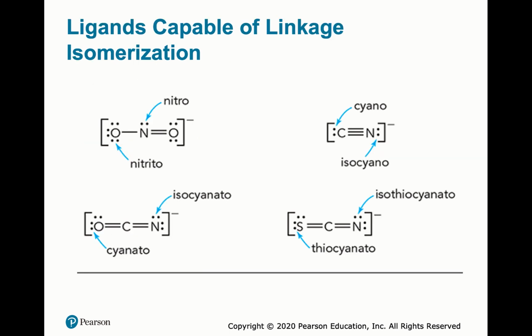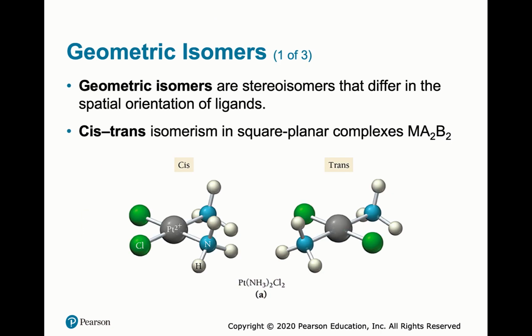So different connectivity. And if you have it connected in different spots, for NO2, if it's on the nitrogen, it's nitro. If it's on the oxygen, it's nitrito. For cyanide, if it's on the carbon, it's cyano. For the nitrogen, it's isocyano. For OCN, the cyanate ion, if it's on the oxygen, it's cyanato. For the nitrogen, it's isocyanato. And for thiocyanates, if it's on the sulfur, it's thiocyanato. And if it's on the nitrogen, it's isothiocyanato. So it's the regular name and then the iso for the isomer.